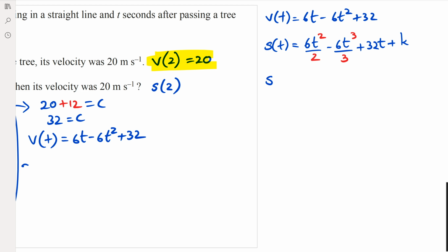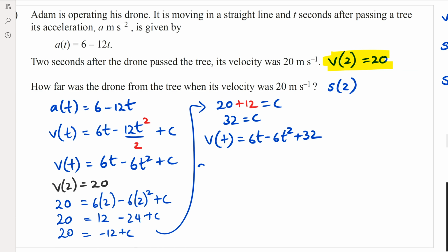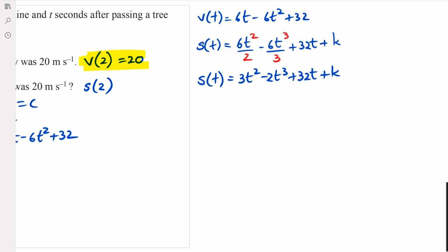So S of t equals 3t squared minus 2t cubed plus 32t plus k. But remember, this drone is moving in a straight line, and you're trying to measure how far it was from the tree. So we can assume that when t is equal to 0, that initial distance is equal to 0.